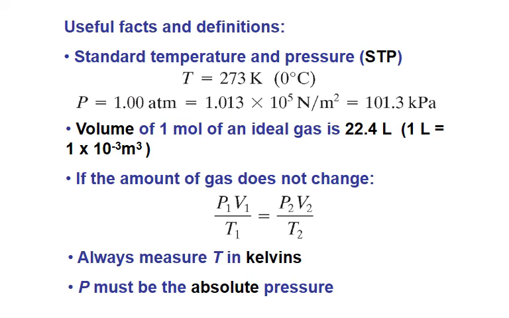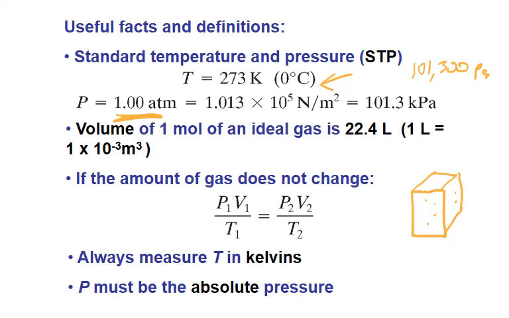Some useful facts that we can have with this. The standard temperature and pressure, we're going to be using 0 degrees Celsius, 273 Kelvin. The pressure in atmospheres is 101,000 pascals. 101,300 pascals is 1 atmosphere, ATM. The volume of 1 mole of an ideal gas is 22.4 liters. So in other words, a mole that is at 0 degrees is all going to have the same volume.